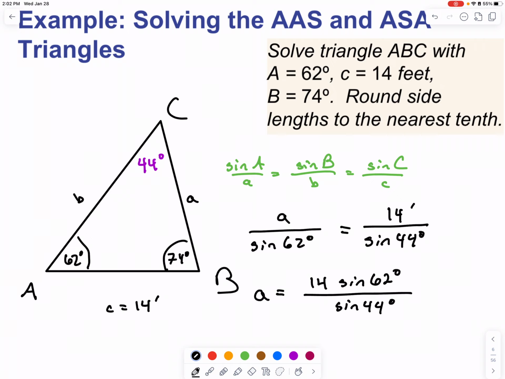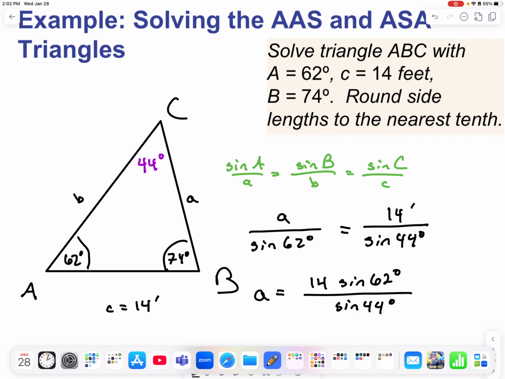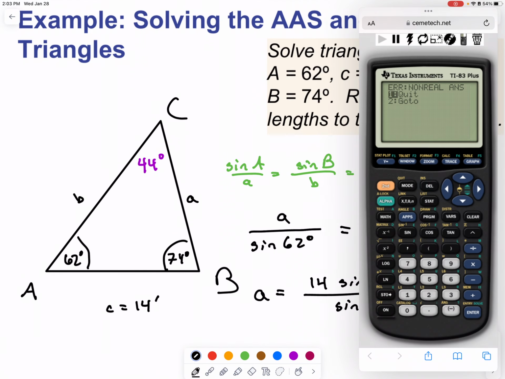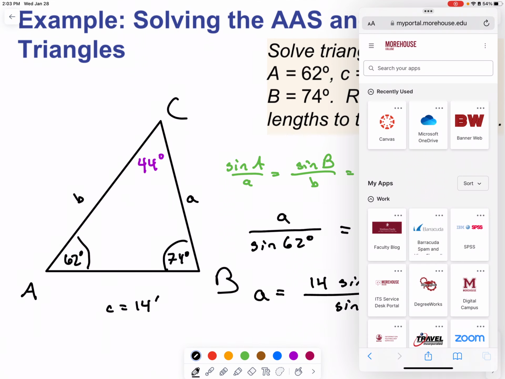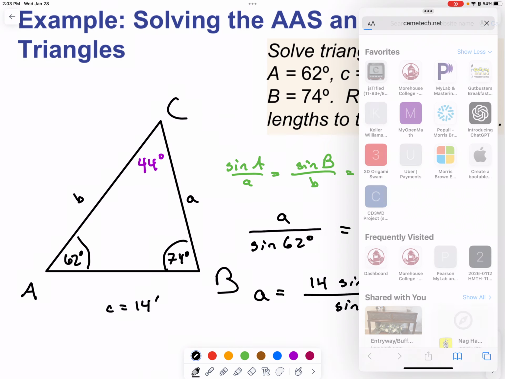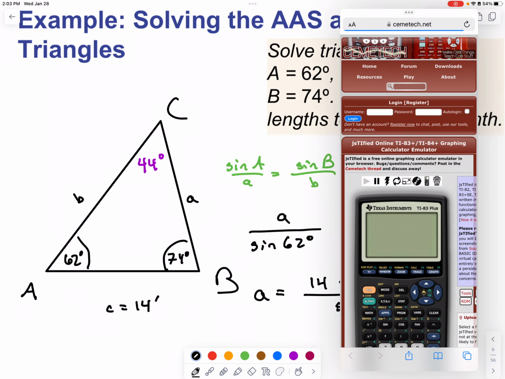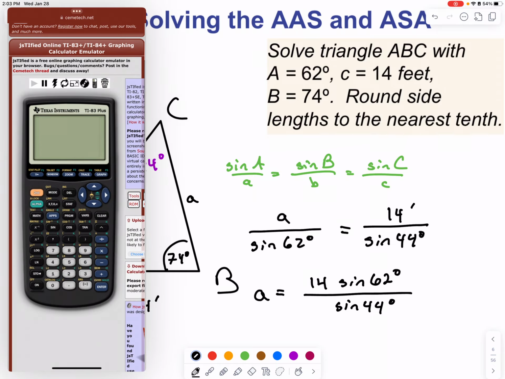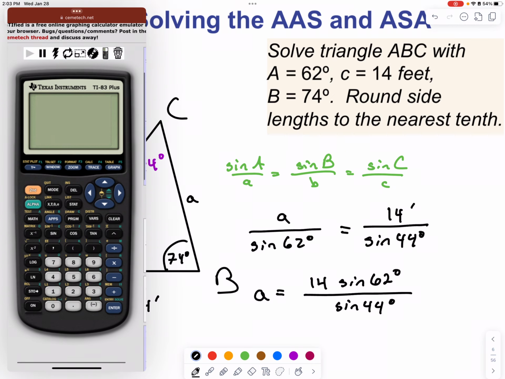Okay. Now, when we go to use our calculator, we need to make sure that our mode is set to degrees. See if I can get this calculator to open. Okay, let's close tabs. It's right here. Reload and refresh. Okay. So let's go to mode, change from radians to degrees.